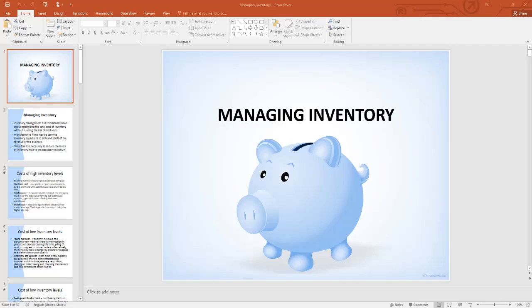Now, let's discuss how to manage inventory. As we mentioned at the beginning of this topic, we shall be discussing how to manage the key components: inventory, receivables, cash, as well as payables. So how do we manage each of those key components? Let's begin with inventory.